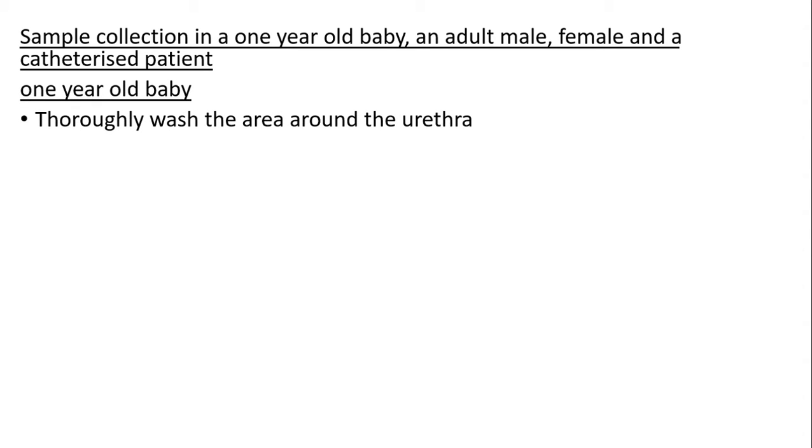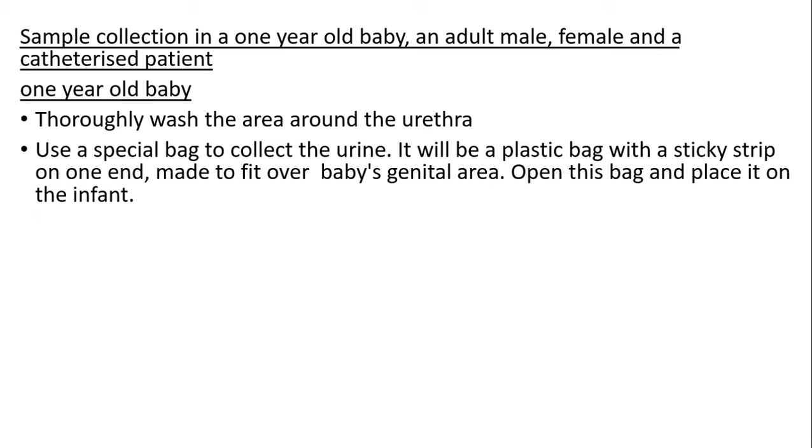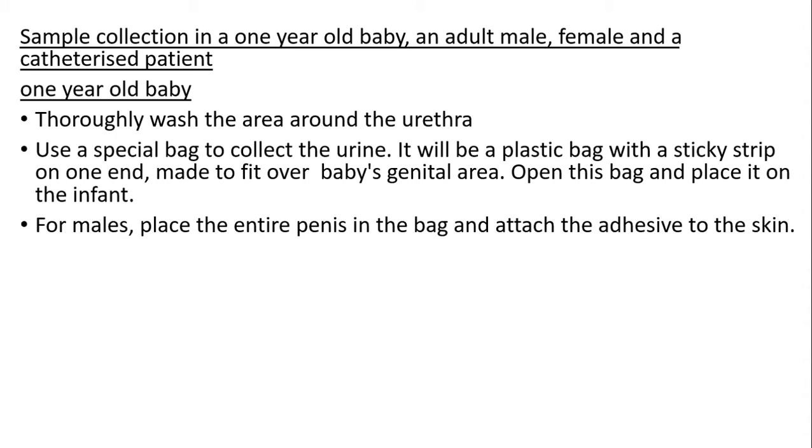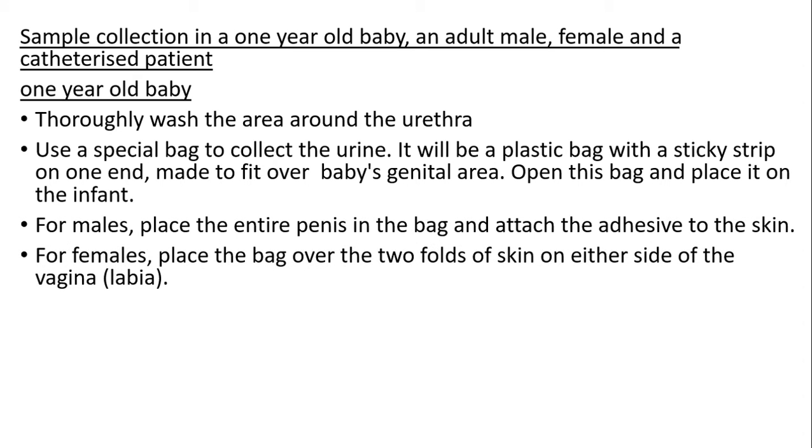Thoroughly wash the area around the urethra and use a special bag to collect urine. It will be a plastic bag with a sticky strip on one end, made to fit over the baby's genital area. Open this bag and place it on the infant. For a male, place the entire penis in the bag and attach the adhesive to the skin. For a female baby, place the bag over the two folds of skin on either side of the labia.